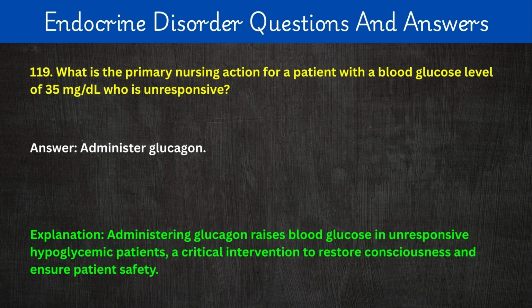119. What is the primary nursing action for a patient with a blood glucose level of 35 milligrams per deciliter who is unresponsive? Answer: administer glucagon. Explanation: administering glucagon raises blood glucose in unresponsive hypoglycemic patients, a critical intervention to restore consciousness and ensure patient safety.